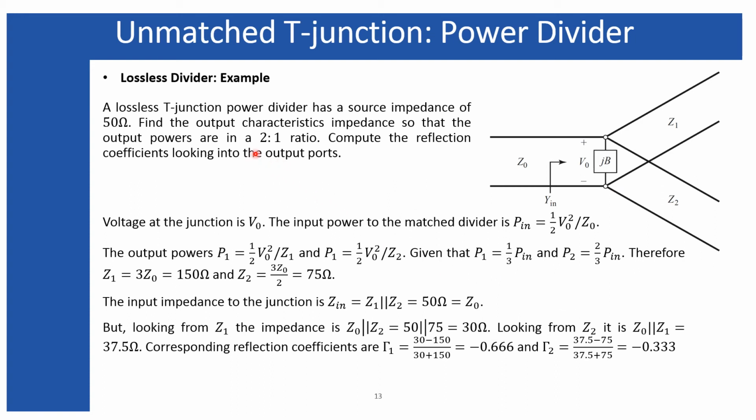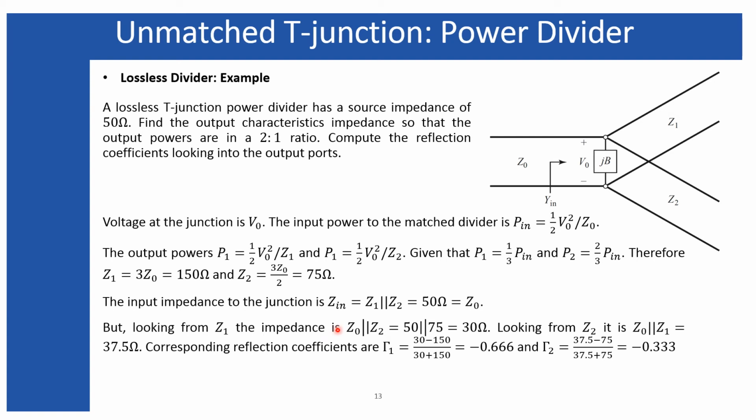So from the condition of 2:1 power, I'm assuming this 1/3 power is being delivered in port 1 and 2/3 in port 2. So 1/3 of the input power and 2/3 of the input power. So finally, equating this P1 with this one and P2 with this one, I'm having Z1, which is the characteristic impedance of port 1, or the guide associated with port 1, as 150 ohm, and similarly Z2 I'm having as 75 ohm.